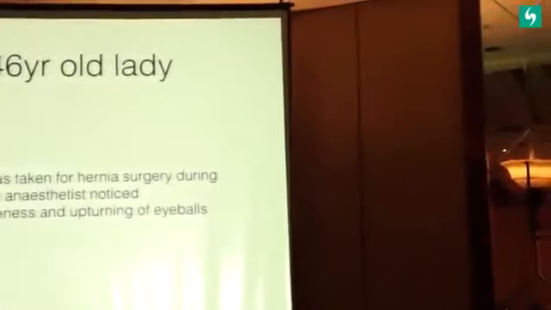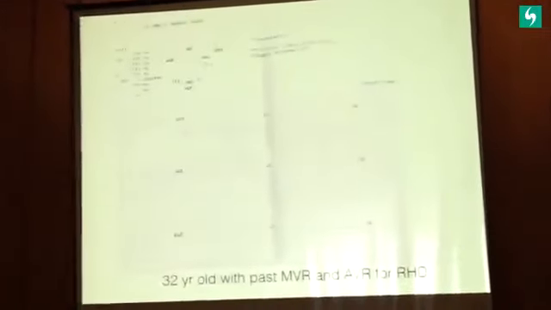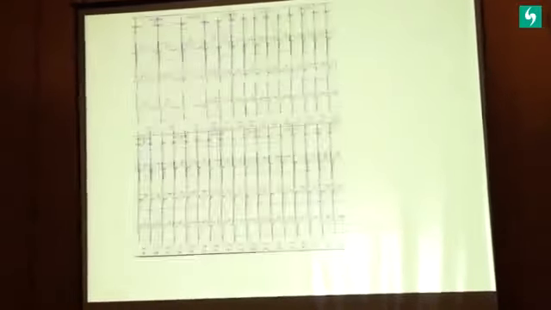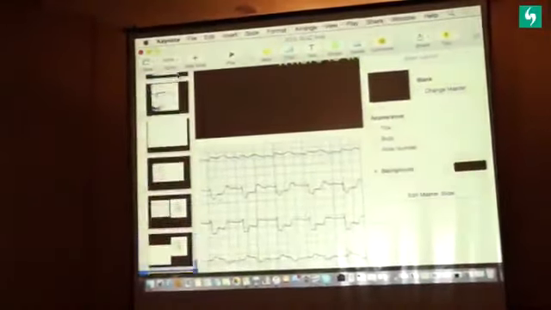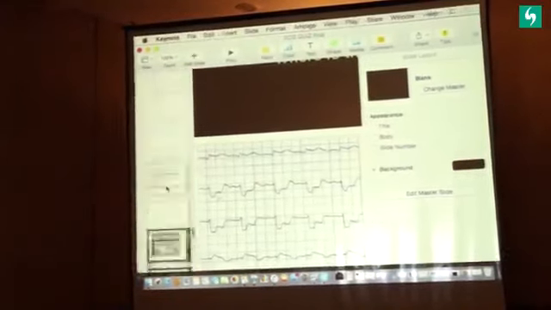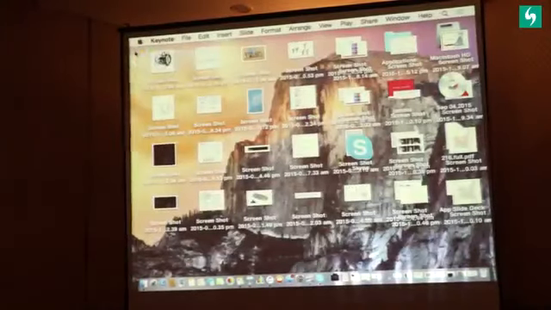Now, why should we be bothered about left bundle branch block? I have lost the slides, but I have them. Anyway, I think we should discuss left bundle branch block one of these days, because there are so many myths about left bundle.